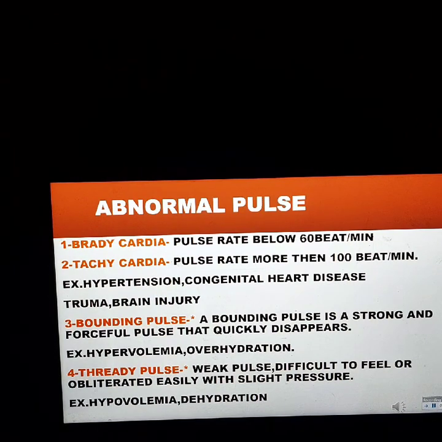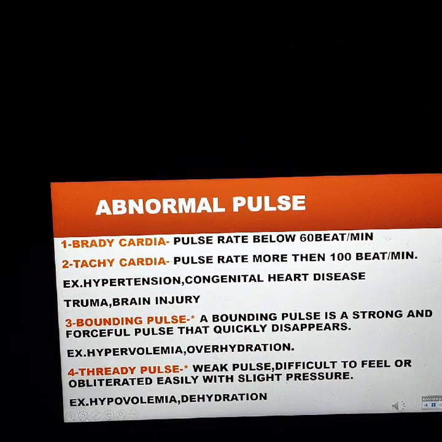Bounding pulse. A bounding pulse is a strong and forceful pulse that quickly disappears. Example, hypervolemia and overhydration. Thready pulse, a weak pulse that is difficult to feel or easily obliterated with slight pressure. For example, hypovolemia, dehydration.